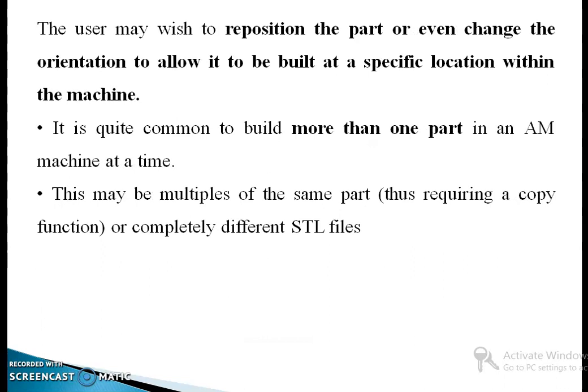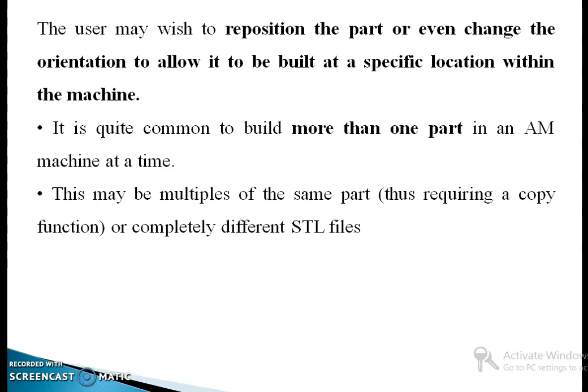The users may wish to reposition the part or even change the orientation to allow it to build at a specific location within the machine. Within the machine, it is also possible to change the orientation, means to change the axis from where we should start the machining. Then more than one part can be manufactured at a time by using the AM machine. In your third step, we can set this data. When setting of data is done in your third step, this may be multiples of the same part, thus requiring a copy function, or a completely different STL file is also created in your third step.